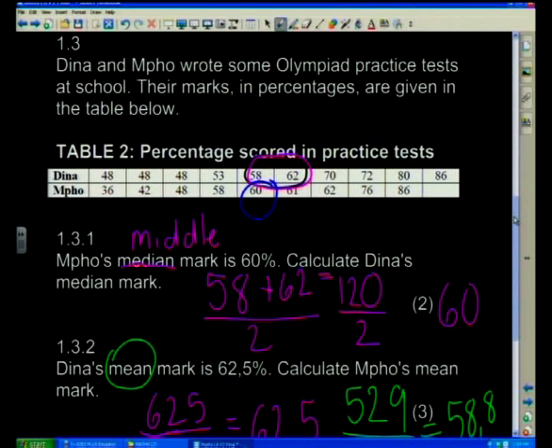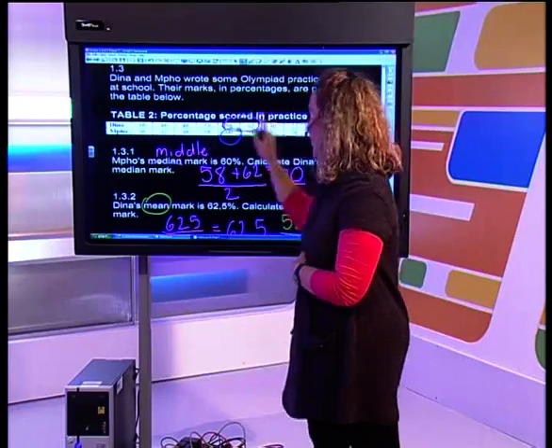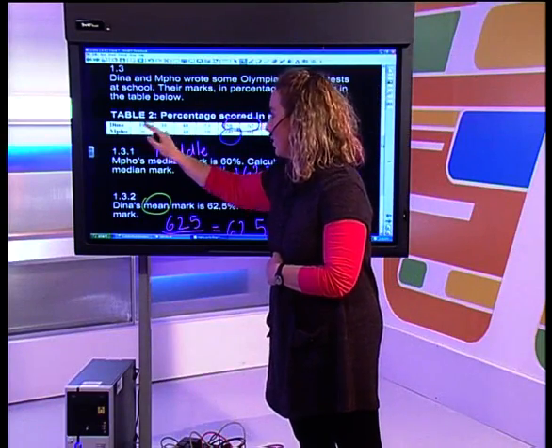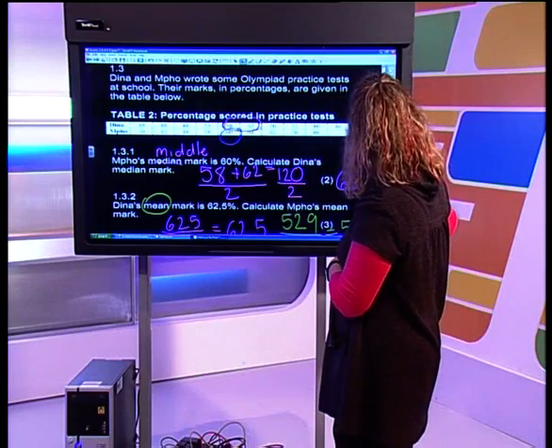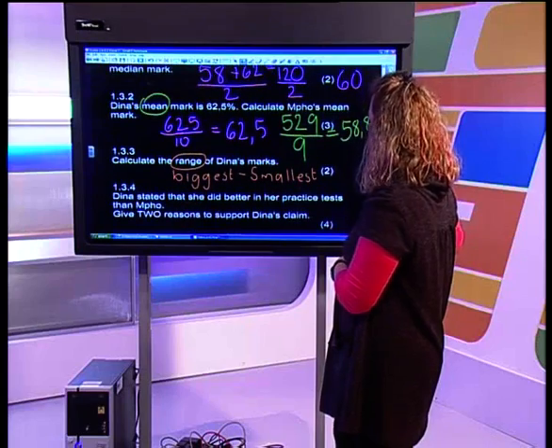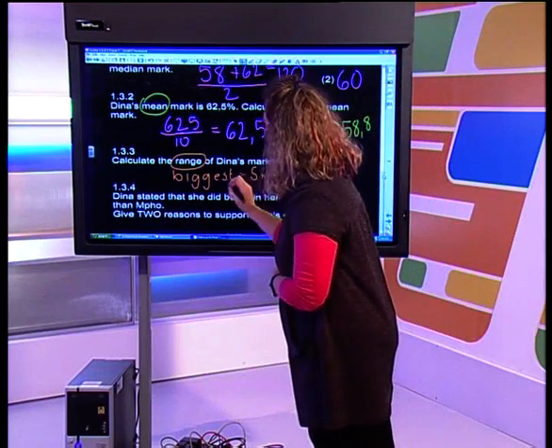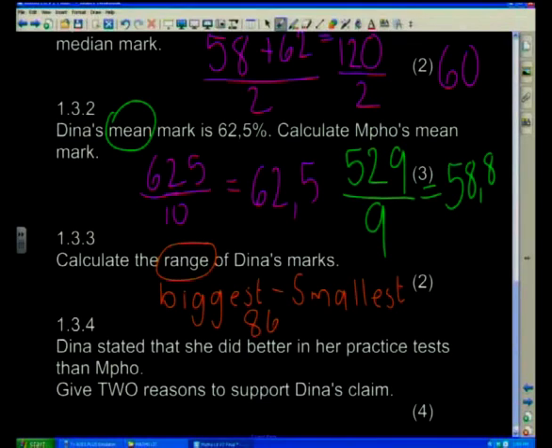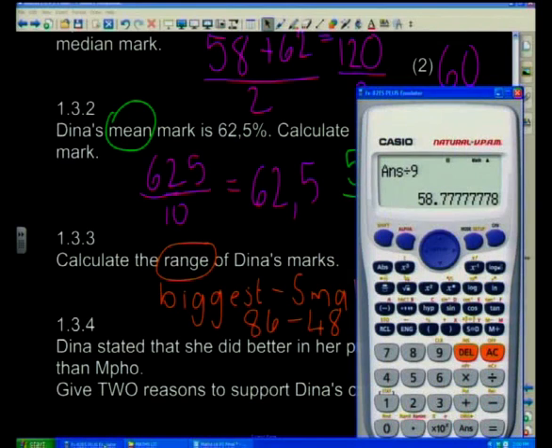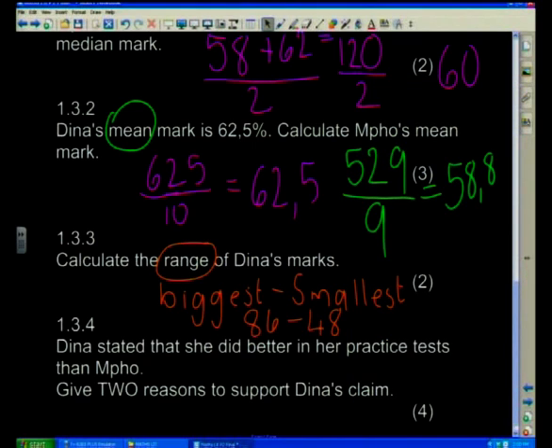So Dina's range would be 86 minus 48. The biggest number minus the smallest number. Let's write that down. Let's keep hers in orange. 86 minus 48. Either use your calculator or do that in your head. I'm going to go for the calculator. 86 minus 48, and that's equal to 38. That was 38.